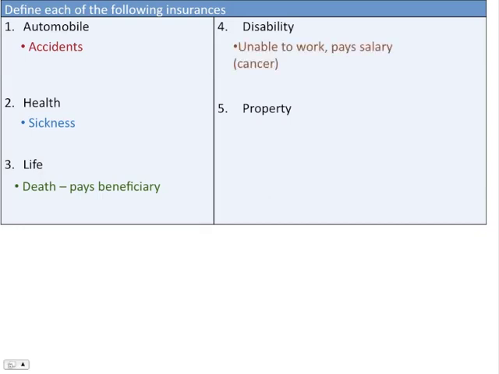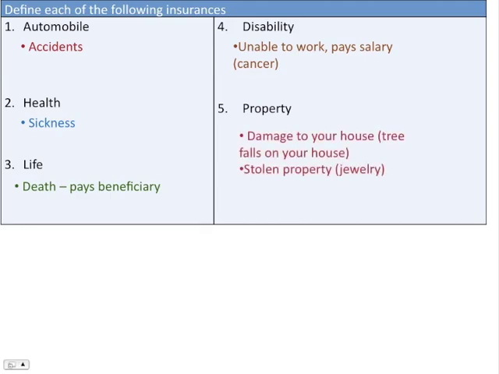Disability pays for someone if they are unable to work. So if somebody goes an extended period of time, let's say with cancer or some other ailment, disability is going to pay for that person's salary, or usually a percentage of that person's salary during that period of time. There's both short-term and long-term disability. Property insurance is designed to insure your home against damage to your home. You can also buy property insurance on things like jewelry. So if you have jewelry that is stolen or lost, property insurance will pay for that.